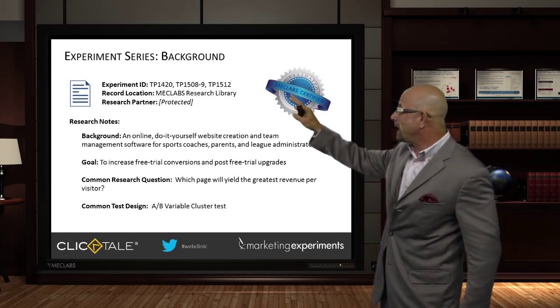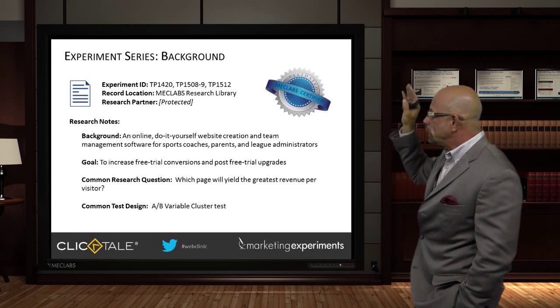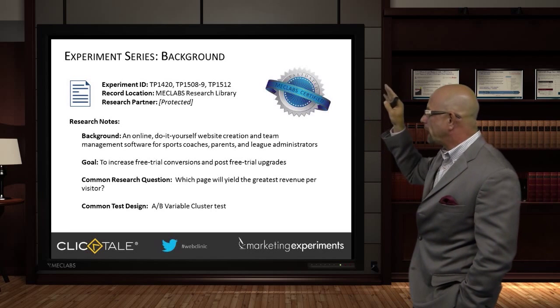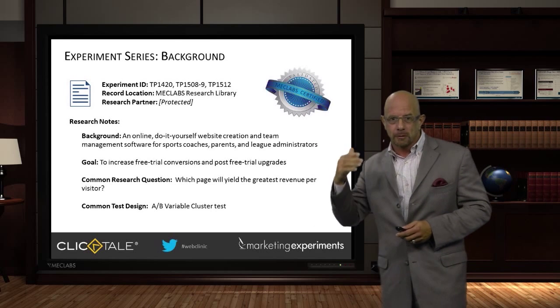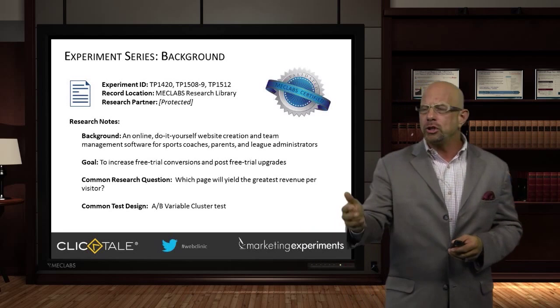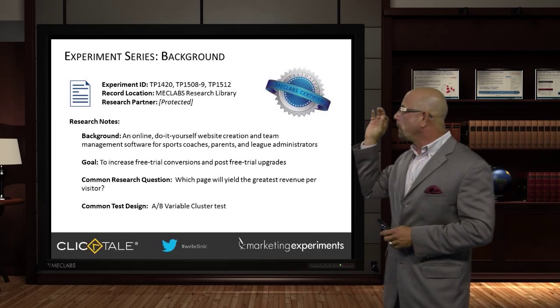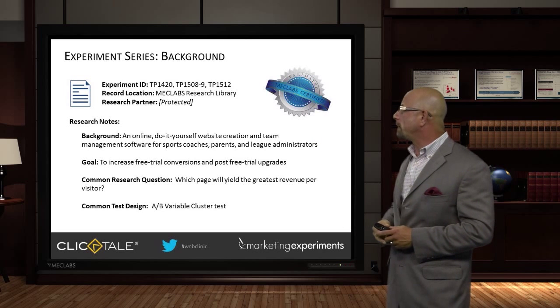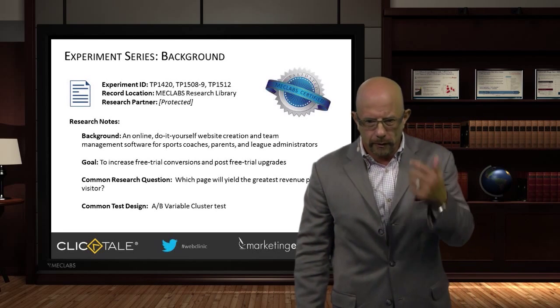And as I say that, I want you to get the background clear. This was an online do-it-yourself website creation and team management software program. Its primary market was sports coaches and parents and league administrators. This is the largest organization of its type in the world. They're publicly traded, and their goal was to increase free trial conversions and post-free trial upgrades. So we have a common research question: which page will yield the greatest revenue?